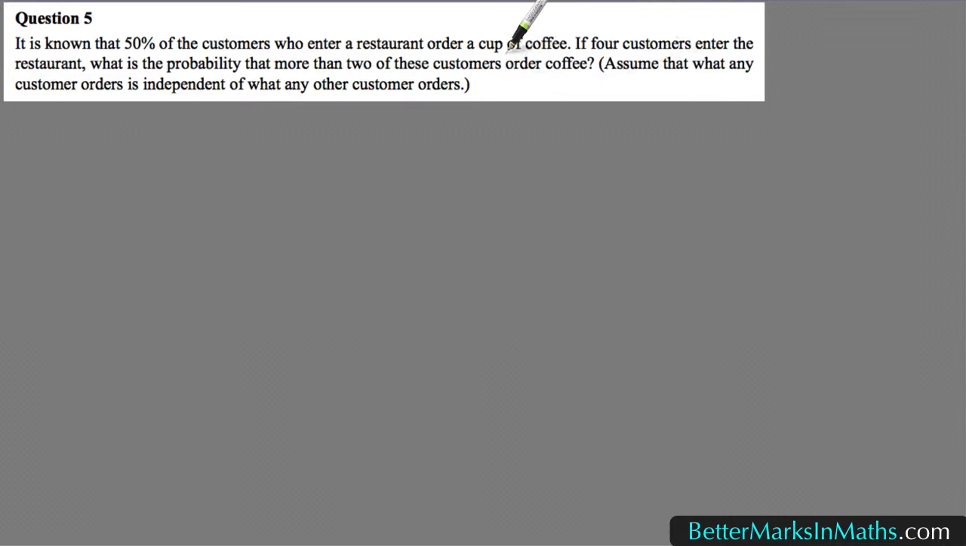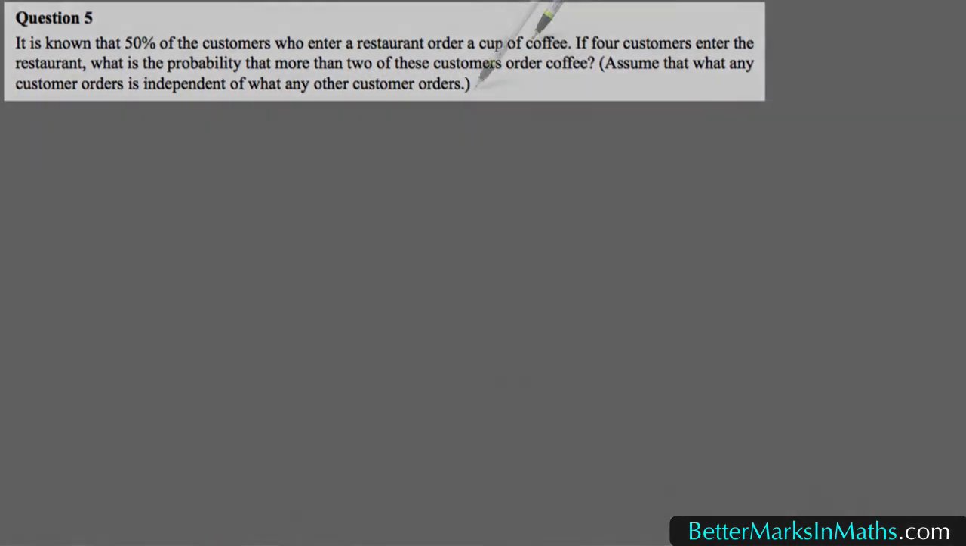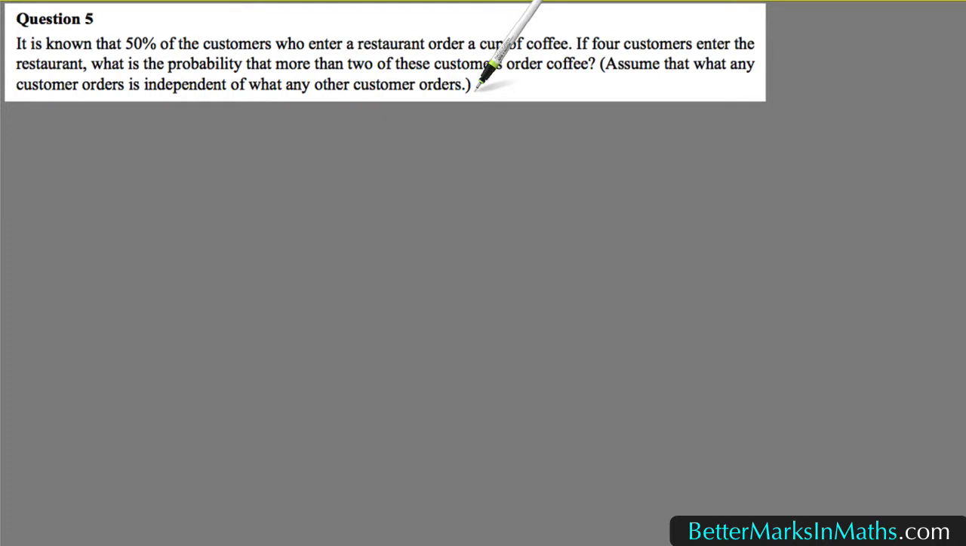And the last condition that makes a distribution binomial is that the trials are independent of each other. And the trials in this question are what the customers order. They either order coffee or they don't. And here they're telling you to assume that what any customer orders is independent of what any other customer orders. So the trials are independent.